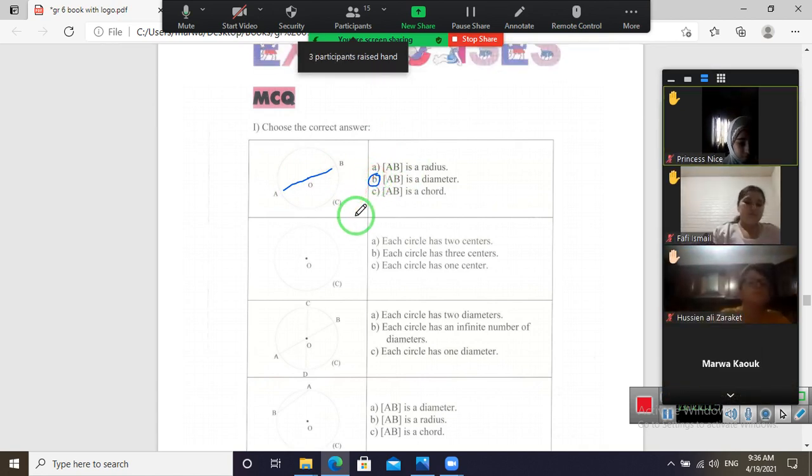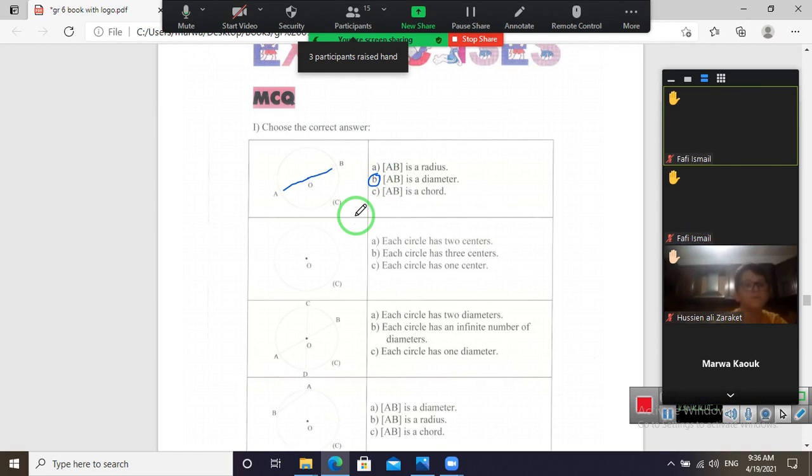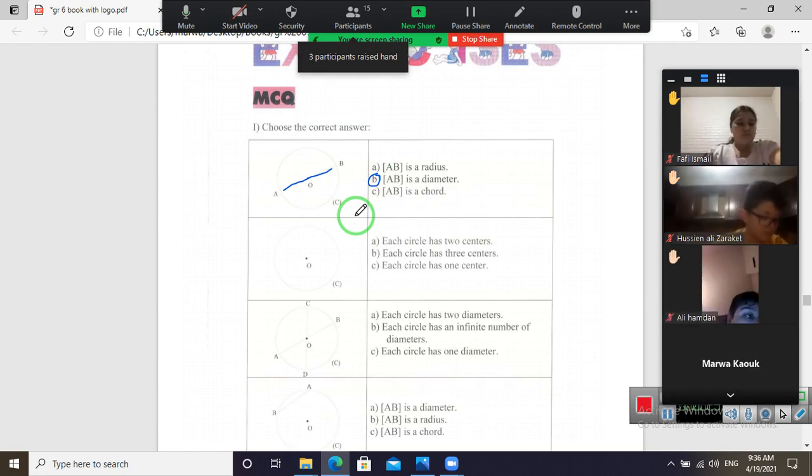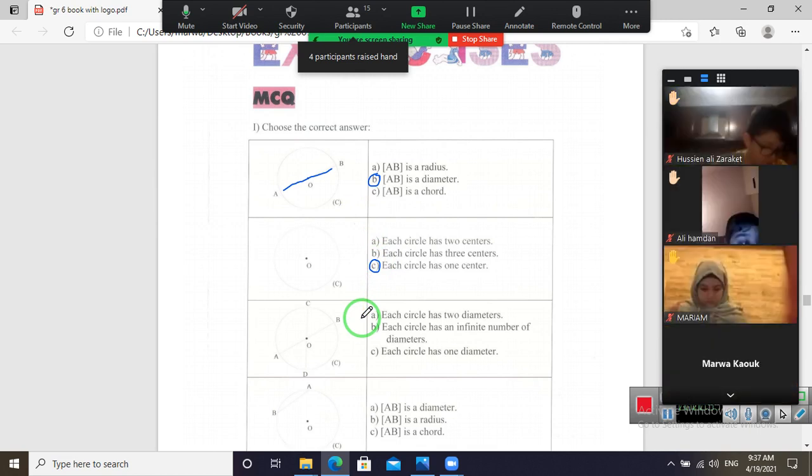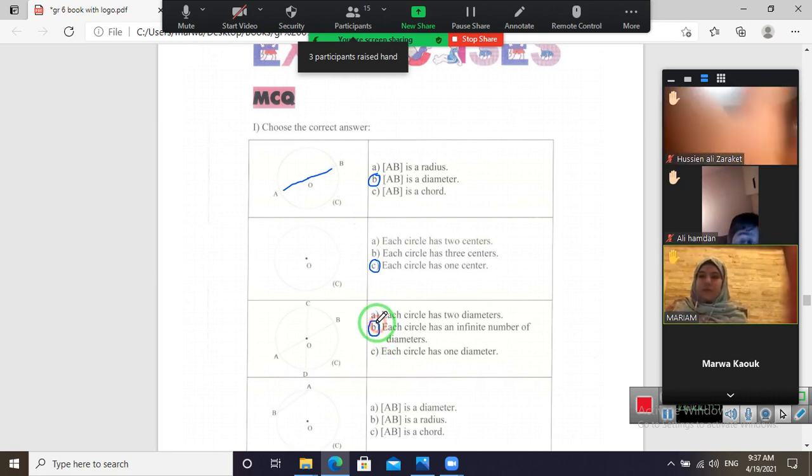In the second part, each circle has how many centers? Yes, Fatima Ismail? Each circle has one center. Excellent. Part 3, Maryam: each circle has how many diameters? Each circle has an infinite number of diameters, since I can draw many diameters in a circle.